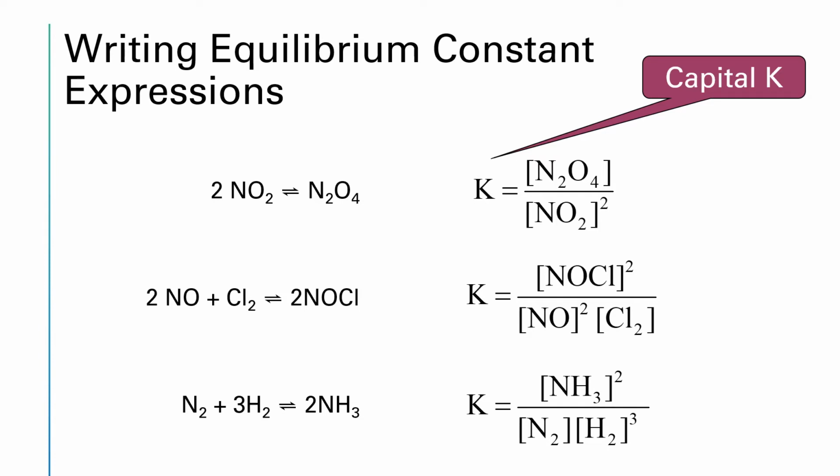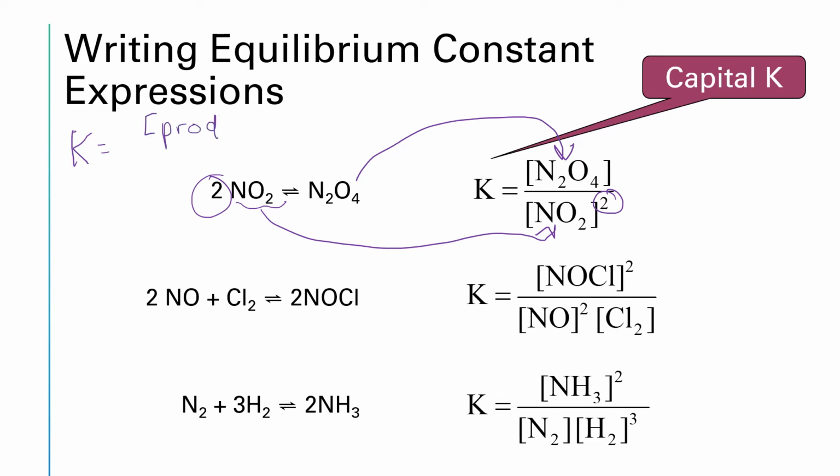What we're doing is we are taking the products and putting the products into the numerator. We are taking the reactants and putting the reactants into the denominator. And then if there's a coefficient other than 1, that coefficient becomes the exponent. So just kind of generically speaking, an equilibrium constant is going to be products raised to the coefficients divided by reactants raised to the coefficients.